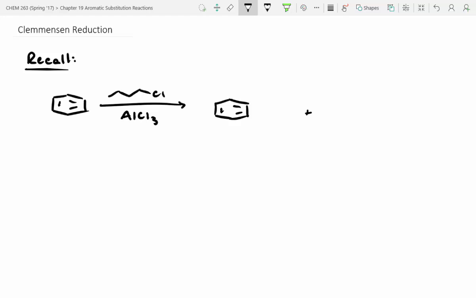I'm just going to draw my skeleton structures and then we'll add on the substituents. And give me a thumbs up if you think you got it.